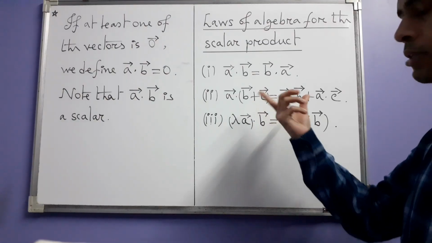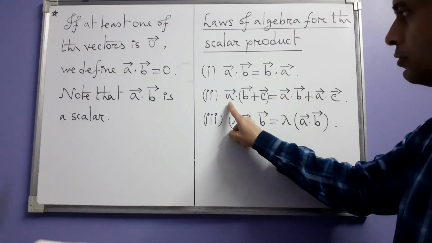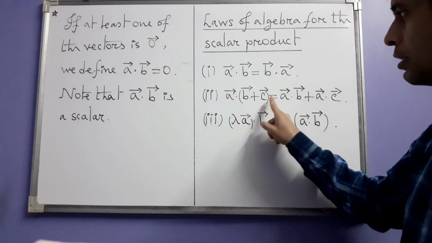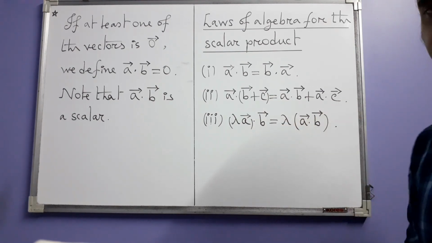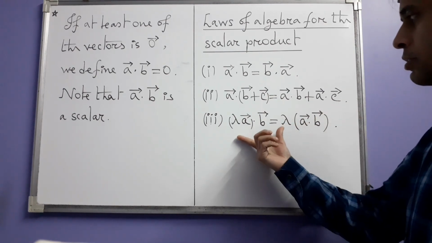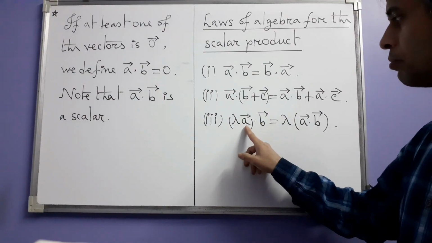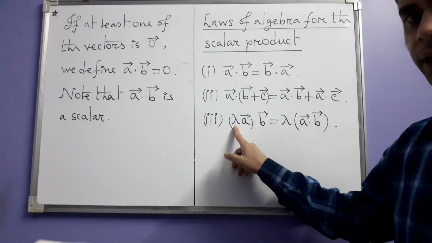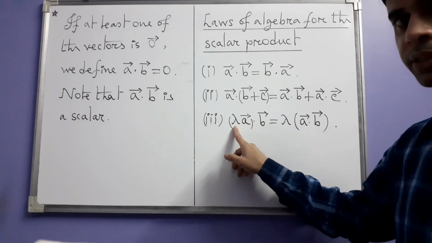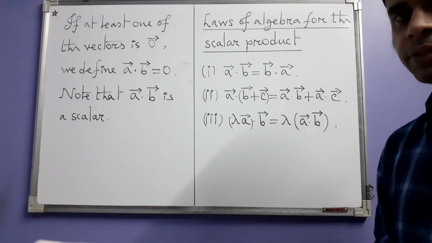Then we have this distributive law as well. A dot (B plus C) equals A dot B plus A dot C. And then you also have this kind of associative law where multiplication of a vector by a scalar, that is scalar multiplication, is there and dot product is also there.